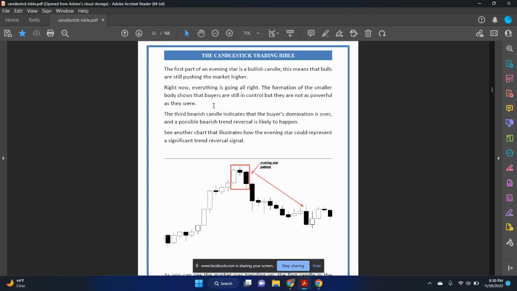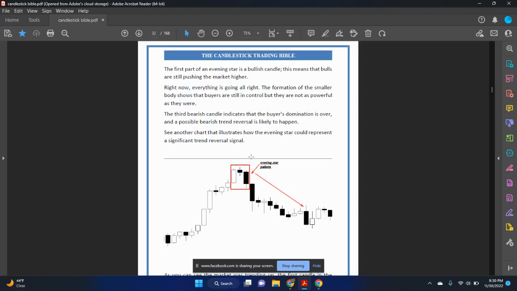All right, so it says here the first part of the evening star is a bullish candle. That means the bulls are still pushing the market higher. Right now, everything is going all right. The formation of the small body shows the buyers are still in control, but they are not as powerful as they were, which is that doji here. And then the third bearish candle indicates that the buyers' domination is over and a possible bearish trend reversal is likely to happen.